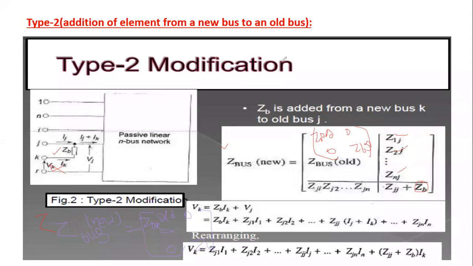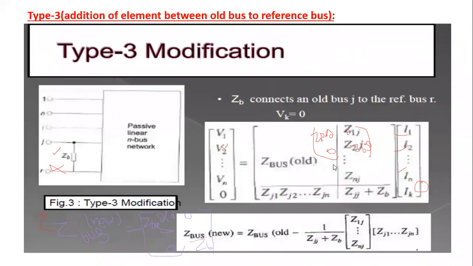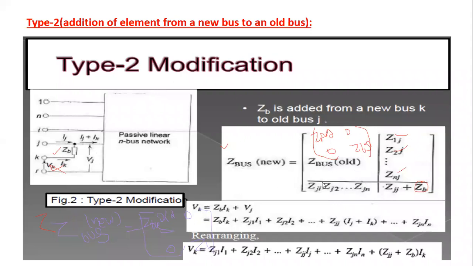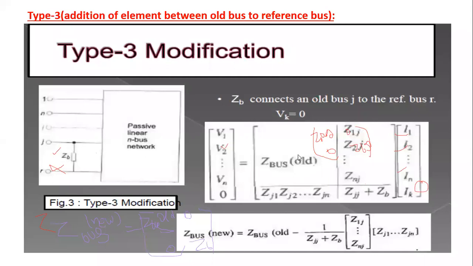Next, when we are calculating the type 3 modification, the Z-bus old means this total Z-bus new matrix for the type 2 modification. The Z-bus new matrix for the type 2 modification is the Z-bus old matrix for type 3 modification. Understand?